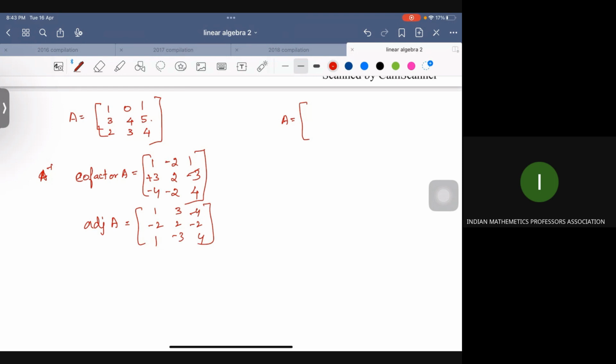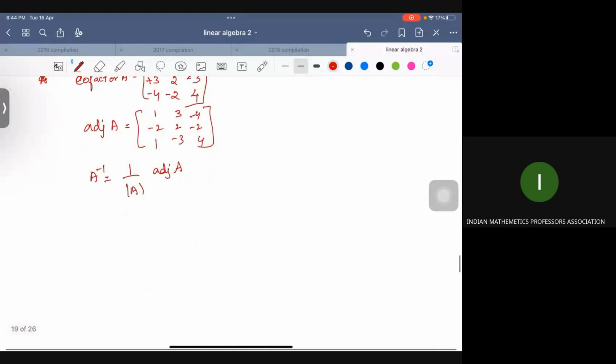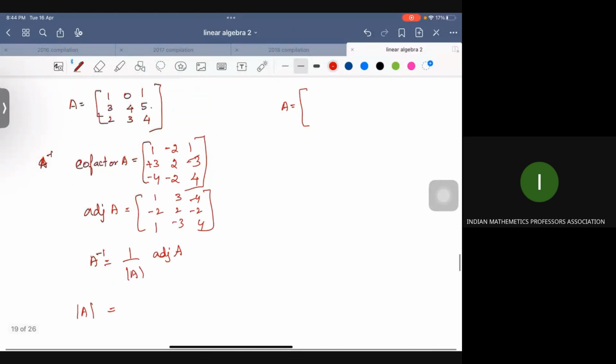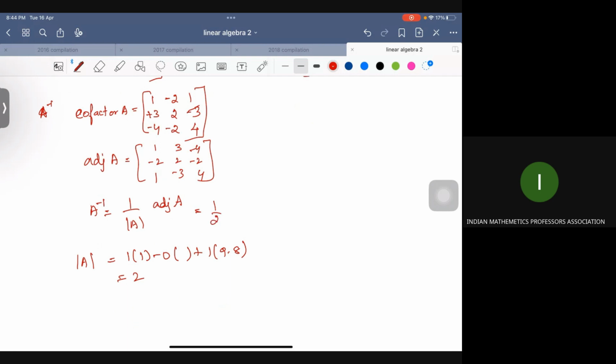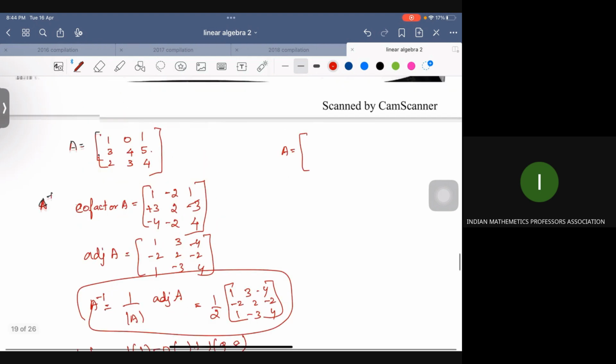Here, inverse is 1 by determinant of A into adjoint of A. Finding the determinant: 1 into 4 fours are 16 minus 15 is 1, minus 0 into the other matrix, plus 1 into 9 minus 8 is 1. So 1 plus 1 is 2. Determinant of A is 2. So 1 by 2 into adjoint: 1 3 minus 4, minus 2 2 minus 2, 1 minus 3 4. So this is the A inverse of the matrix.